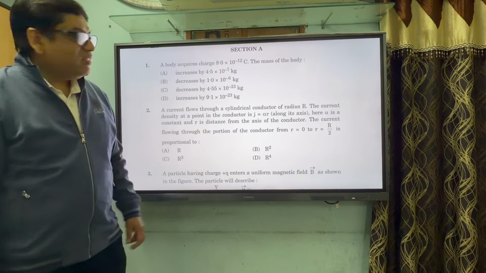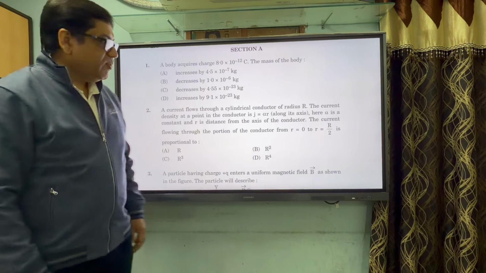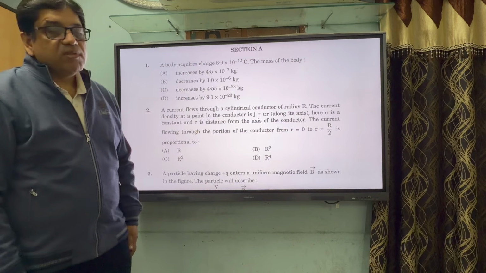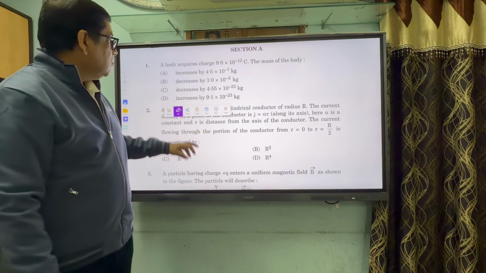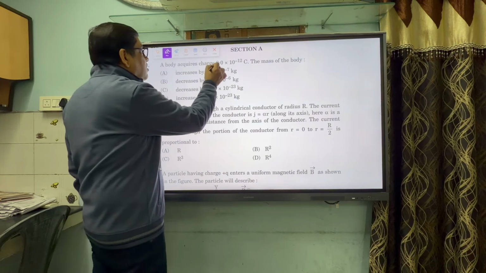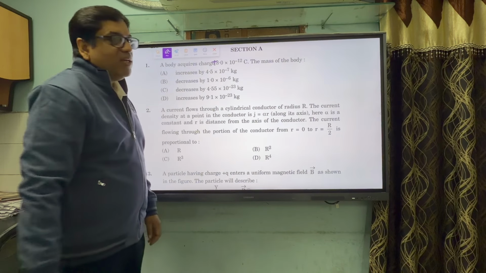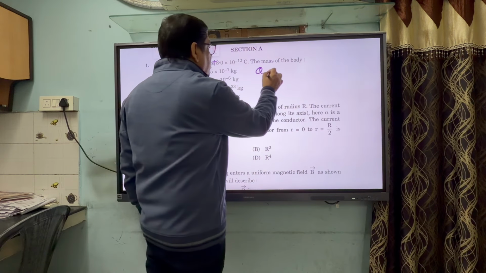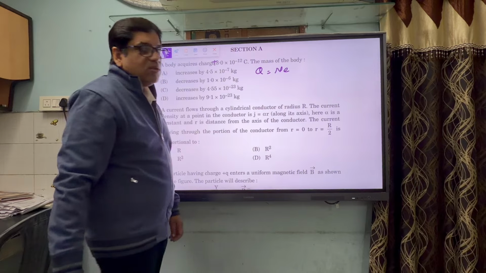A body acquires the charge 18 into 10 to the minus 12 coulomb. So what is the mass of the body? Mass के बारे में पूछा गया है. Because body has acquired positive charge, this means body has lost electrons. Now how many electrons body has lost? Using quantization of charge to find out how many electrons have been lost.